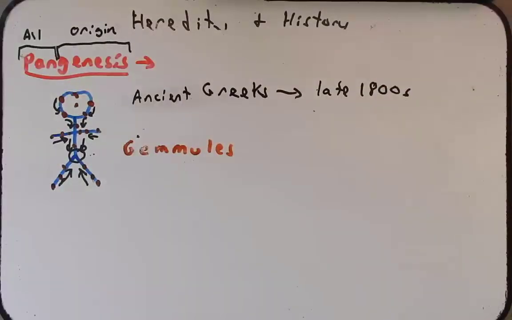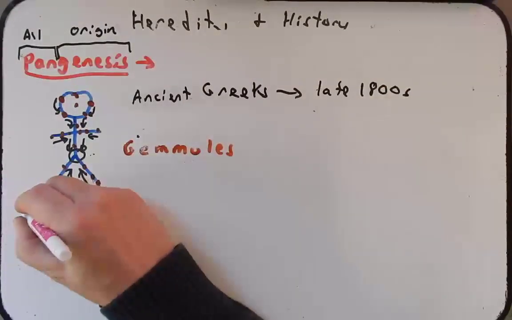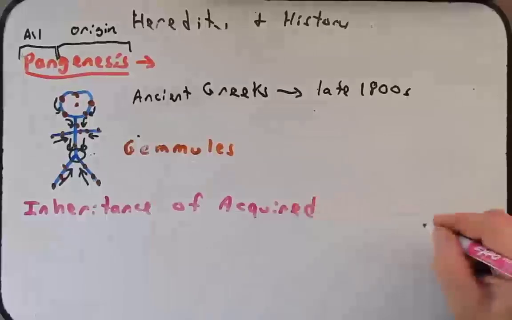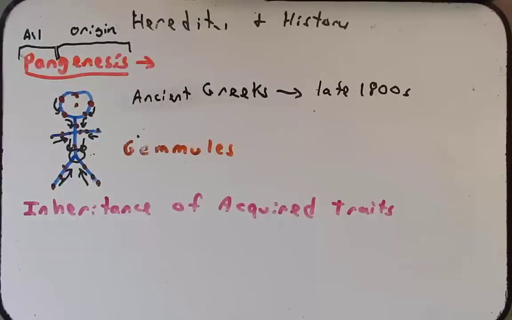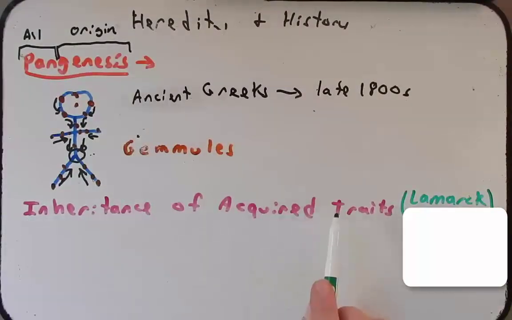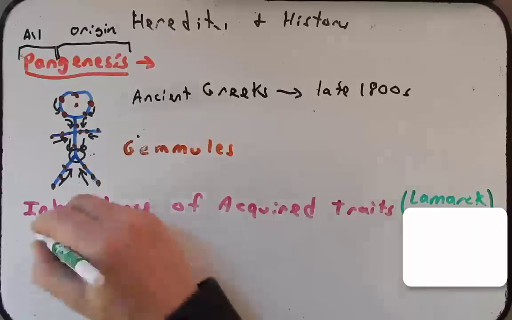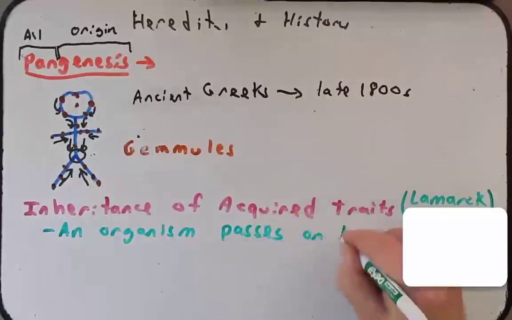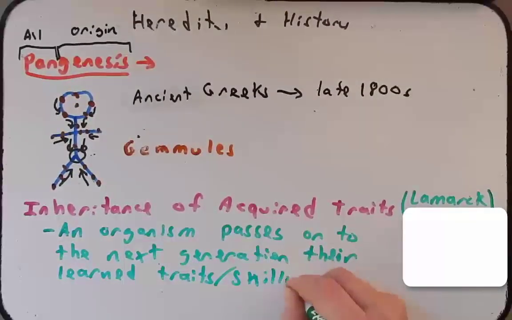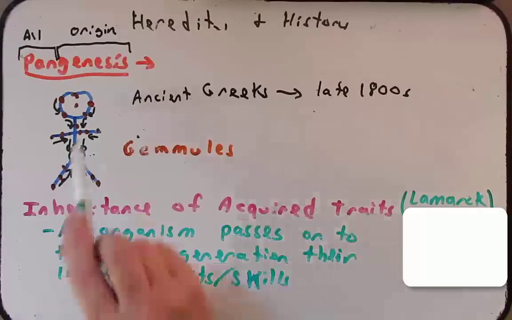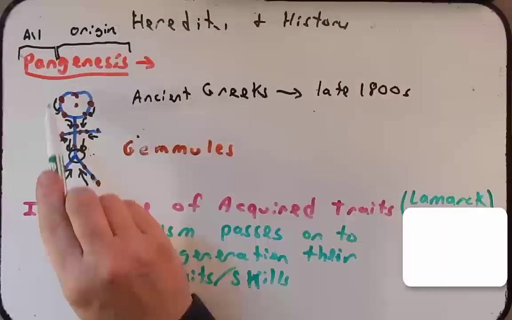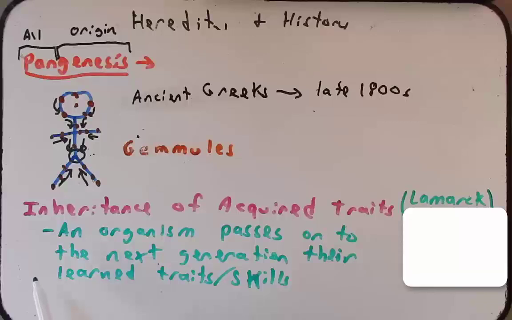Now, pangenesis led to this other idea of inheritance called the inheritance of acquired traits. And from a previous course, you may have heard of this scientist, Lamarck. Lamarck embraced this idea of inheritance of acquired traits. And essentially what the inheritance of acquired traits means is that an organism passes on to the next generation their learned traits or skills. So if someone is a good athlete, the traits that they've learned in the course of that lifetime, their muscle memory, their visual acuity, would gather these gemmules and pass them on to the gonads to make gametes that had those traits in them.